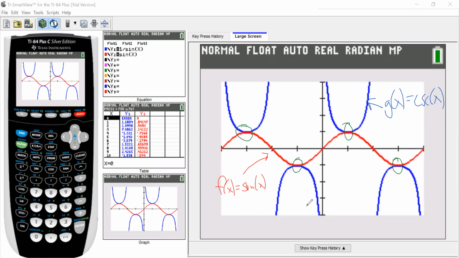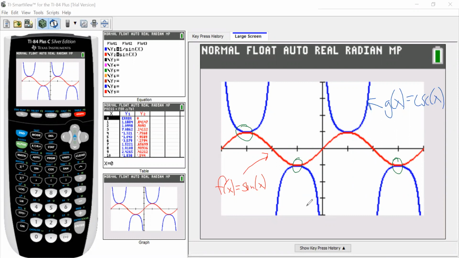I also want us to notice that with an untransformed sine function, the first peak is off of the vertical axis. And then we see that with cosecant, its first little piece there is off of the vertical axis. And so that's going to be important because that'll be different when we graph secant.